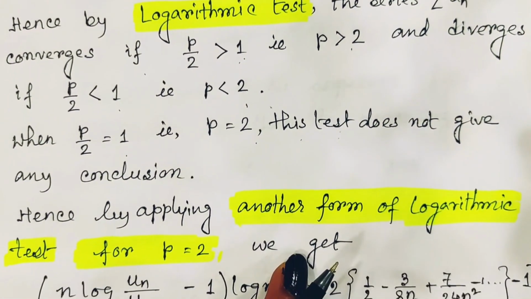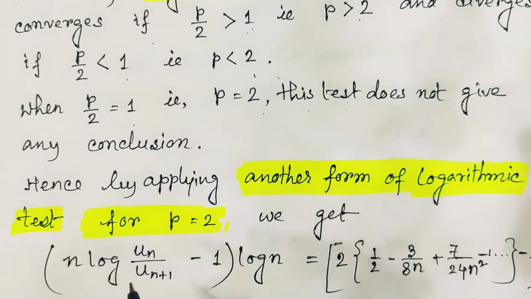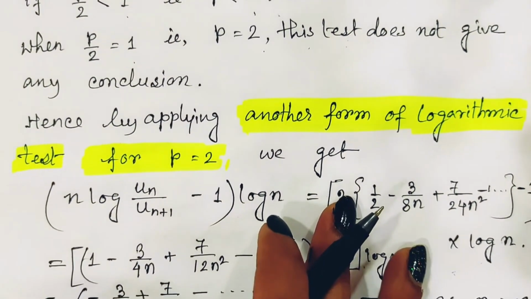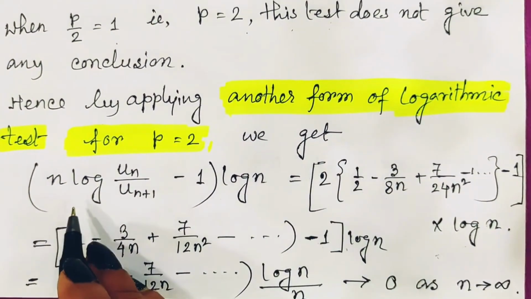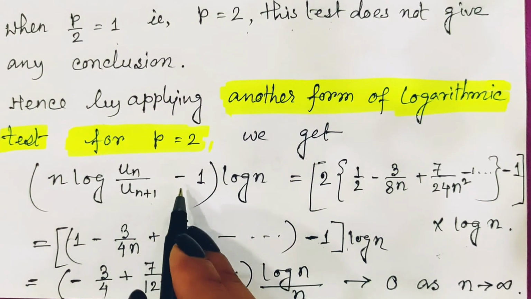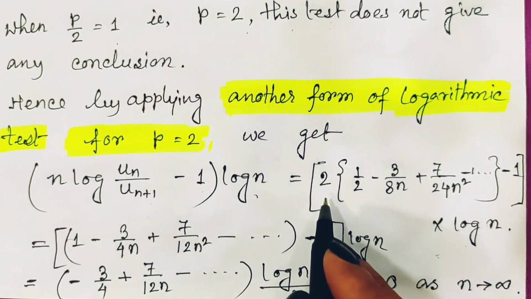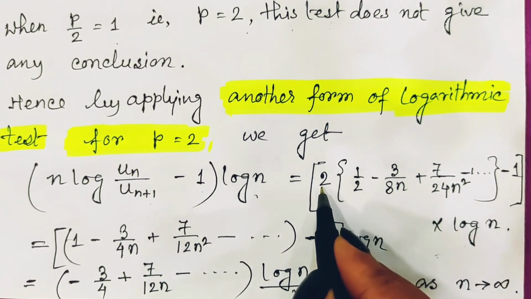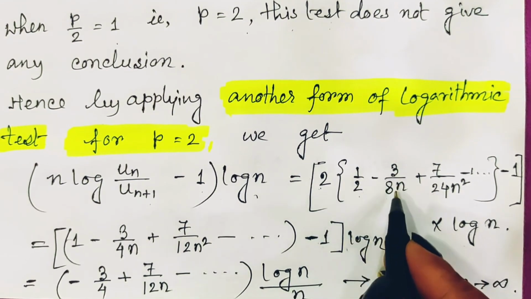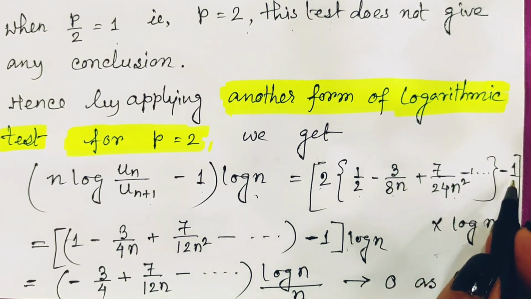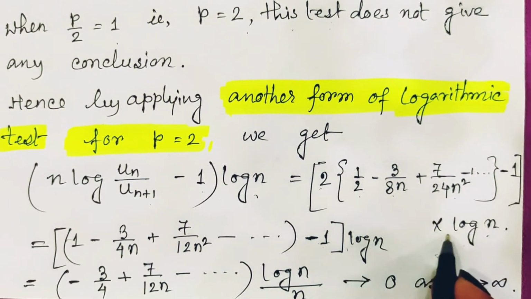That's why we should apply here the alternative form of the logarithmic test. So when p is equal to 2, we are going to apply the other form of the logarithmic test. So what is this form? This form is n into log of un by un plus 1 minus 1 into log n. If we do so in the given function, then just observe, instead of p we should substitute 2. After that it is 1 by 2 minus 3 by 8n plus 7 by 24n square, and so on for this entire series, then minus 1 into log of n.